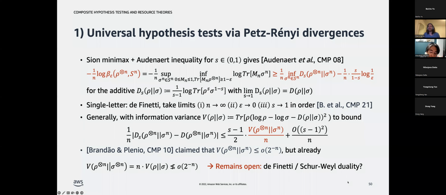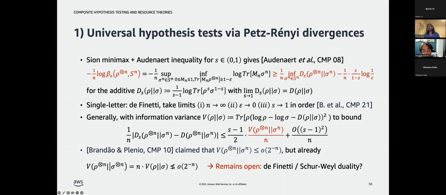So if I jump to this slide 50 that I didn't show before, there are a lot of formulas on here. But basically, if you look at the last line here, what they claimed is that this relative entropy variance between rho tensor n and this sigma n would decay exponentially or nearly exponentially. But this is where, in their analysis, basically what went wrong, and I don't know how fast this is. That would be one way of tackling this uniform convergence problem.